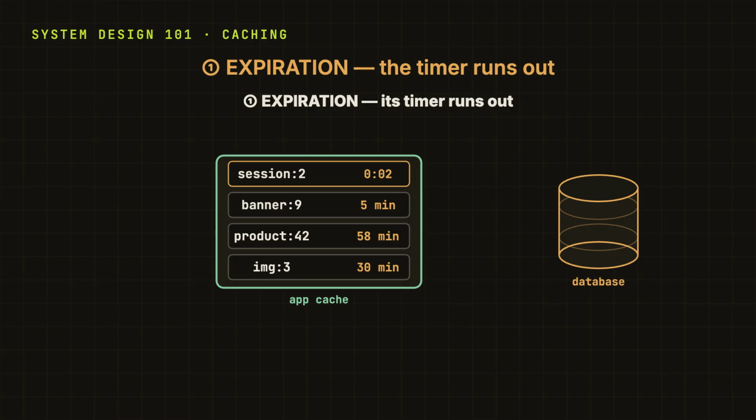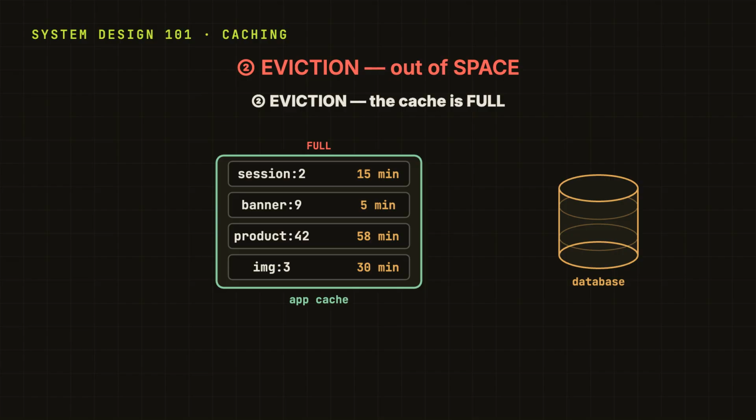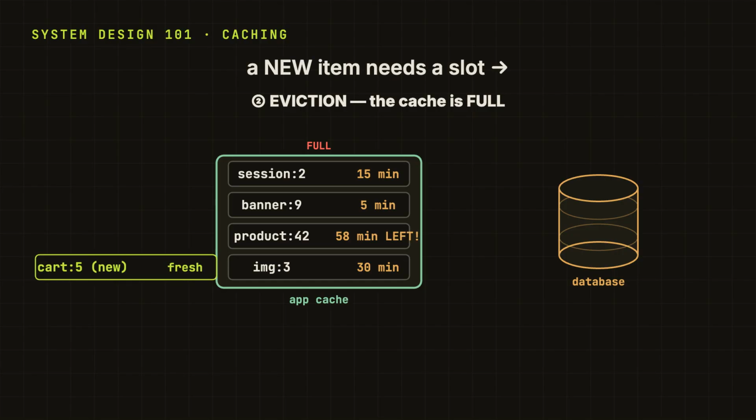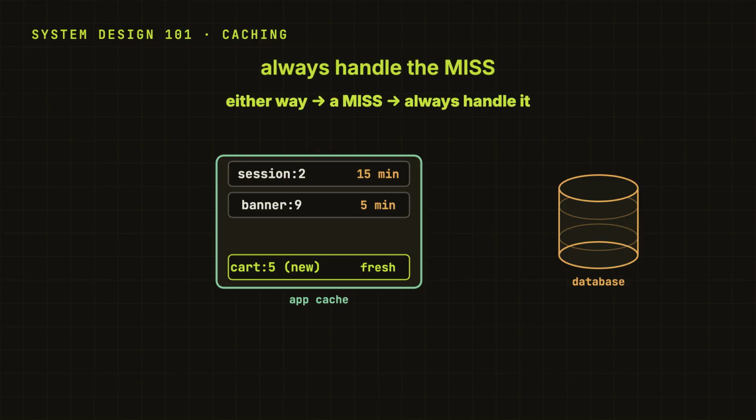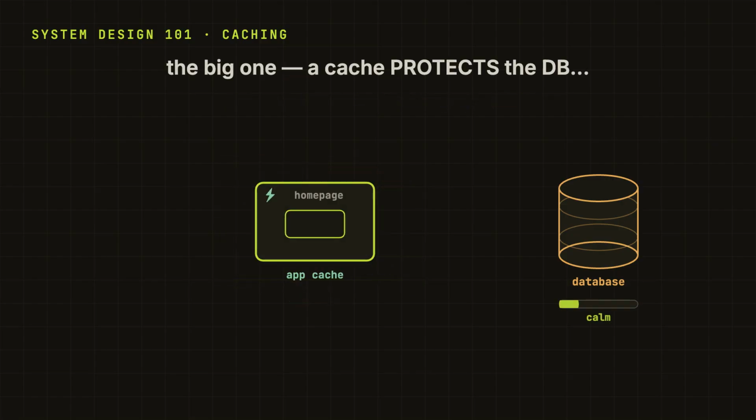One is expiration. Its timer ran out. The other is eviction. The cache ran out of space and had to drop something to fit new stuff. So an item with a 1 hour timer can get evicted after 1 minute if the cache fills up, which means your code must always handle it. It is not in the cache even before the timer. A miss is normal.